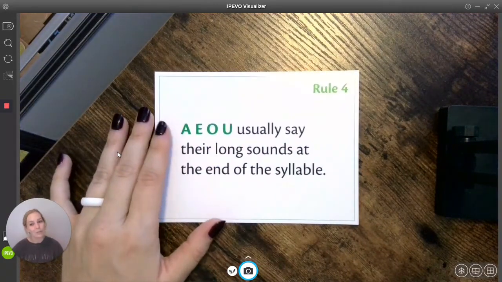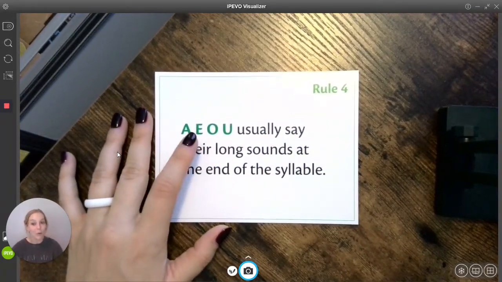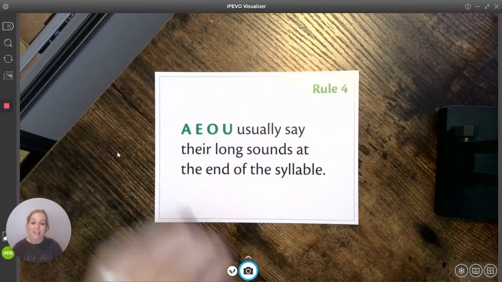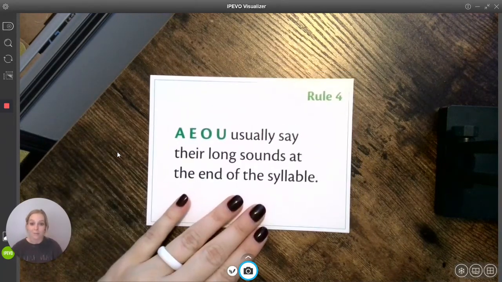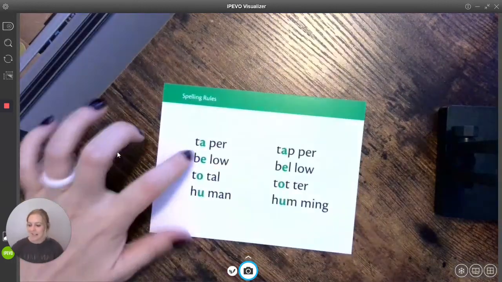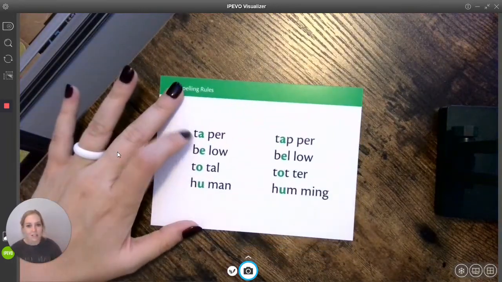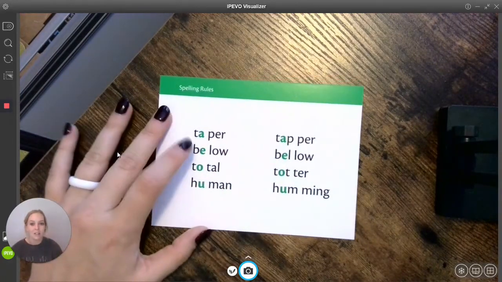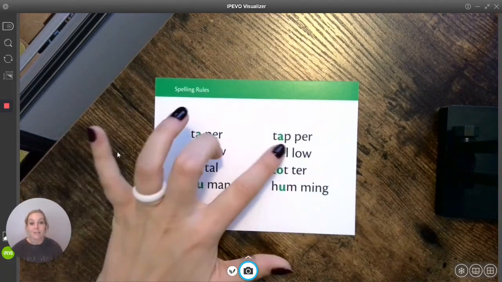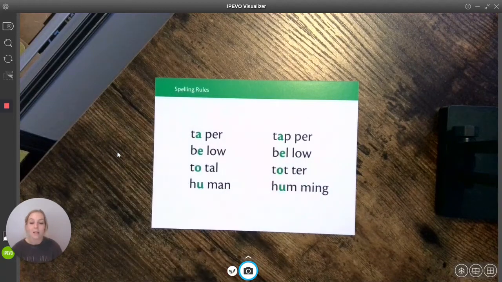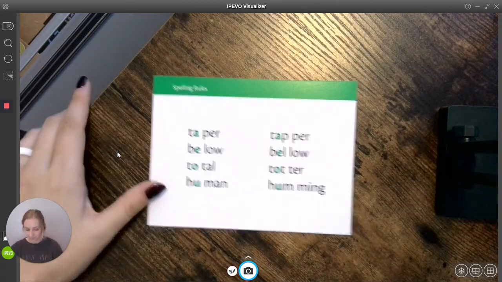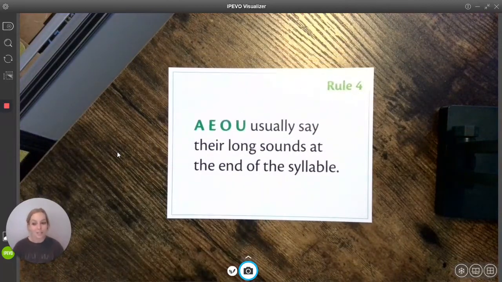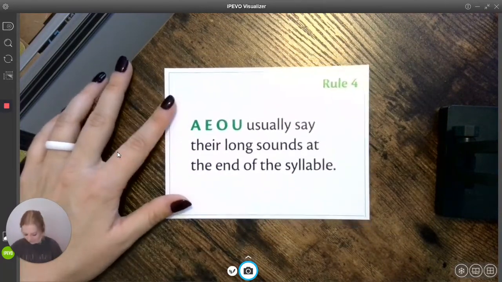Yes, it's rule number 4. A, E, O, and U usually say their long sounds at the end of the syllable, right? At the end of the syllable here, taper instead of tapper. Below instead of bellow. To bellow is like to shout. Right? Does that make sense now? If you didn't get it, I bet you did though, but just in case you didn't.